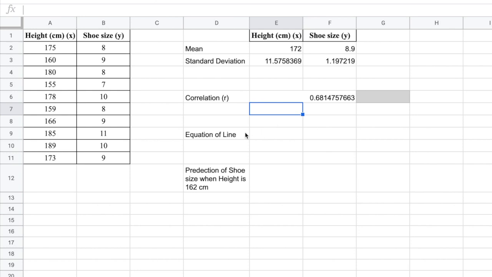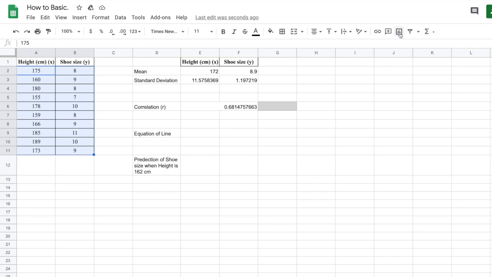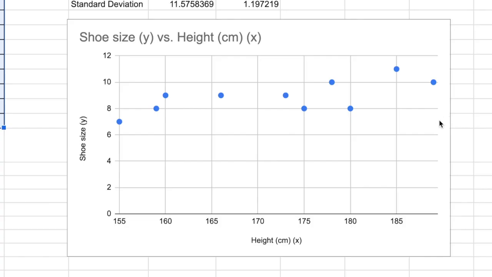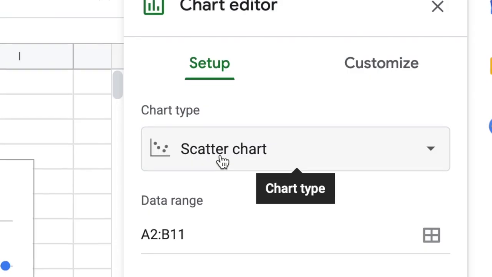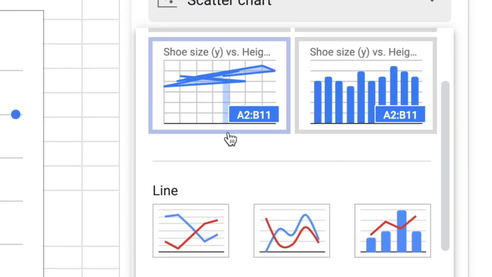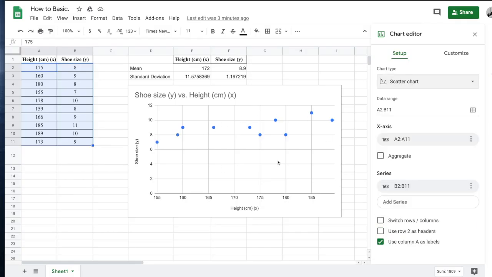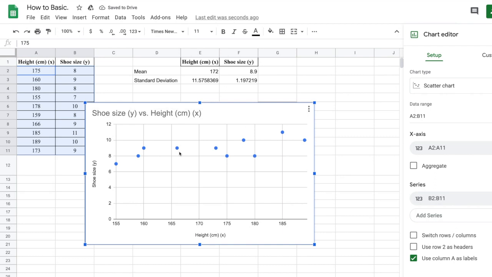Now I'm going to look at my equation line. To get that, I'm going to need to highlight my data here, go up to chart, and we're going to graph this. If when you selected chart and graphed your data you didn't get a scatter plot like I did, you want to change your chart type. So you go to chart type and scroll down until you see scatter right here, and you just click that, and then you get this nice scatter plot. So see, there's my scatter plot, and I did it correctly. You see on the left side my Y is shoe size, on the bottom my height is X.